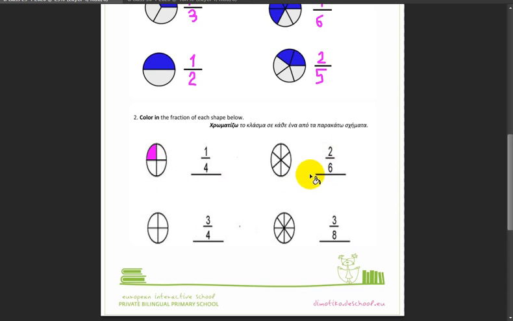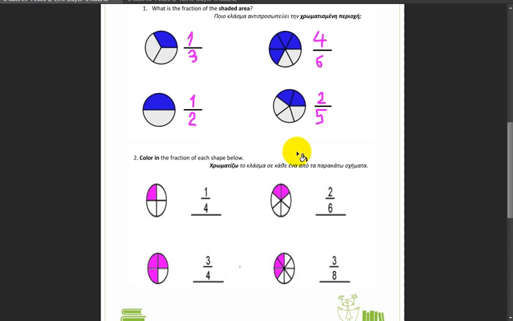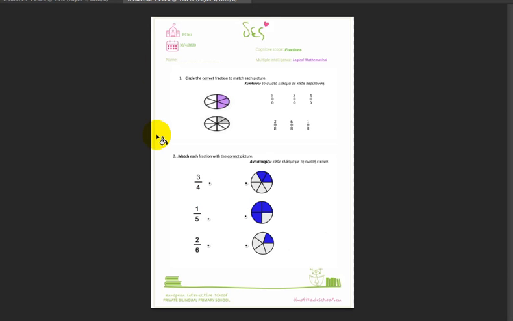Here 2/6, so 2 out of 6 pieces. Here it's 3/4, so 1, 2, 3 out of 4 pieces. Here it's 3/8, so 3 out of 8 pieces. 1, 2, 3. And there you go, that's the first exercise. Pause the video if you need to look at the answers. Make sure you got them correctly. Let's move on.